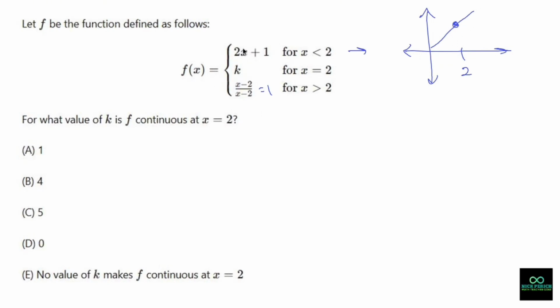So for this first one, if I were to plug in 2, I would get 2 times 2 plus 1, which is 5. And we just determined that this guy down here is 1. So this picture that I drew over here is completely wrong. This is going to happen right there. So how are we going to connect these guys? Well, we can't. There's no number that's going to connect these two. There's no number that's going to make that jump all the way down there, which means no value of k is going to make this continuous at x equals 2. So kind of a tricky problem, but that's how you do it.